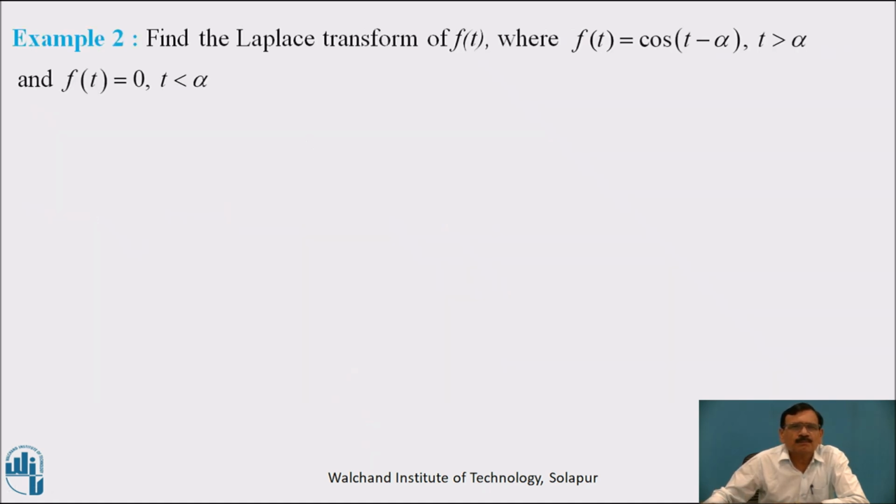Now we will see one more example. Find the Laplace transform of f of t, where f of t is cos of t minus alpha when t is greater than alpha, and f of t is 0 when t is less than alpha.